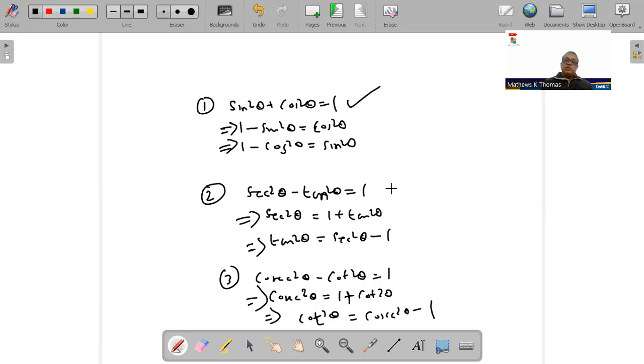So if I'm able to remember that sine square plus cos square is 1, sec square minus tan square is 1, cosec square minus cot square is 1, I will be able to derive all this. So this is what you have to know in trigonometry, and this is an important chapter as far as boards are concerned.